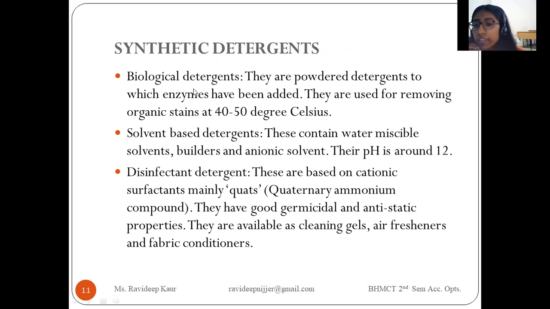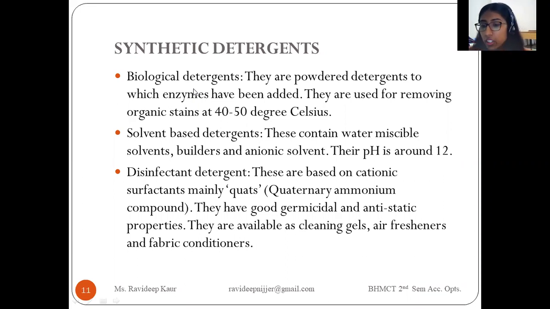Next we have disinfectant detergent. They are based on cationic surfactants, mainly fats and quaternary ammonium compounds. These are the chemical names. They have good germicidal and anti-static properties. They are available as cleaning gels, air fresheners, and fabric conditioners.